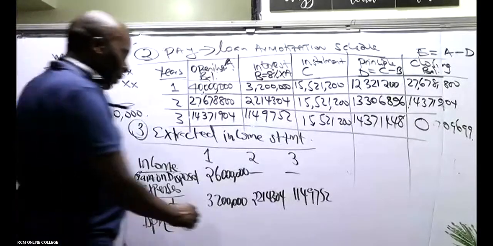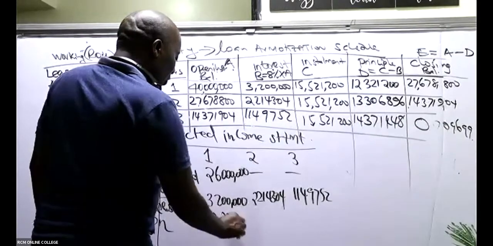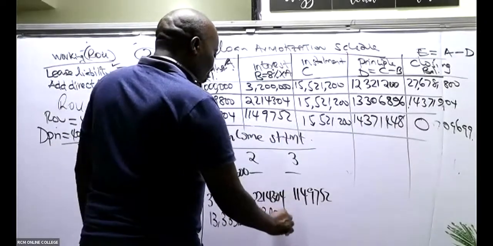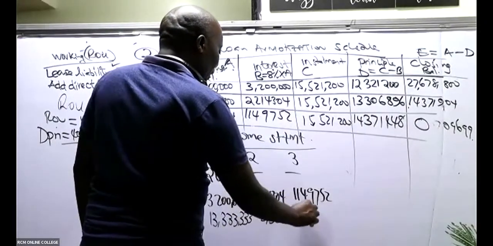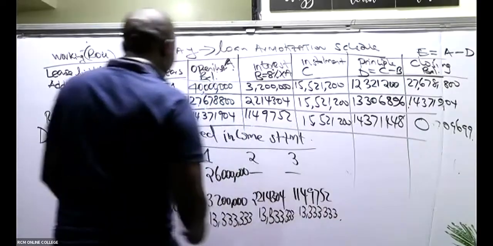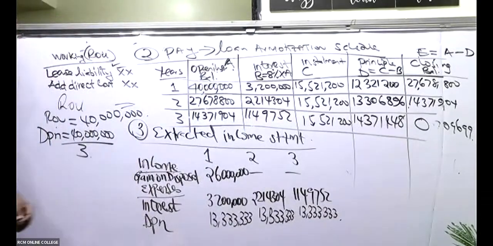So we have here 13,333, 333, 13,333, 333, and now you are through with your extracted income statement. These are the numbers you'll be able to take to your income statement pertaining to your leased assets. These are the numbers you should be able to take to your full income statement, pertaining to this extracted income statement.